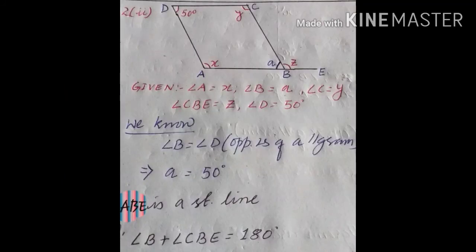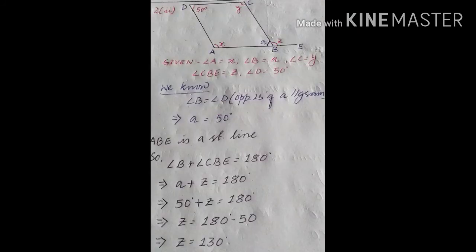So in the next step, just look at here. ABE is a straight line. We remember another thing: on a straight line, when we add these two angles, how many degrees do we get? 180 degrees. That means angle B plus angle CBE equals 180 degrees. Angle B means A, angle CBE means Z, equals 180 degrees. Now angle A we know the value, that is 50 degrees, plus Z is equal to 180 degrees. So Z is equal to 180 degrees minus 50. Z equals 130 degrees.